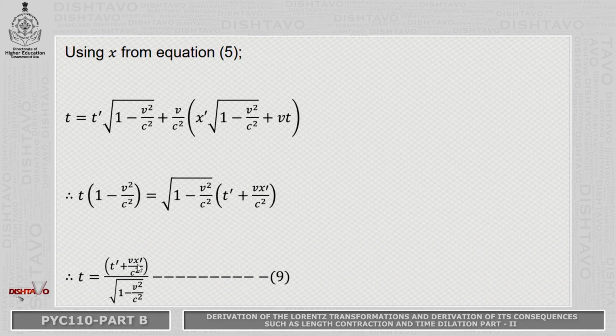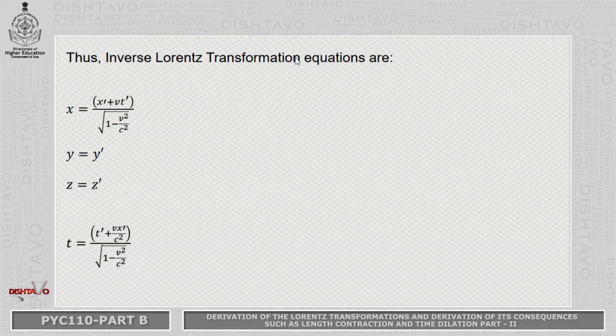So we now have all our inverse Lorentz transformations as given by x equal to x dash plus vt dash divided by square root of 1 minus v square by c square, y equal to y dash, z equal to z dash, and t equal to t dash plus vx dash by c square divided by square root of 1 minus v square by c square.